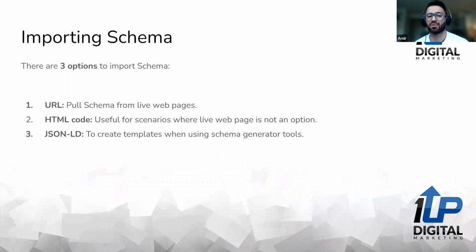We can either import from a live URL, we can import from an HTML code, or we can import the JSON-LD, which is the actual schema markup code directly here, which is more useful if you've created a template somewhere else and you want to import that template into Rank Math. But for most cases, we would either use the HTML code or the URL.